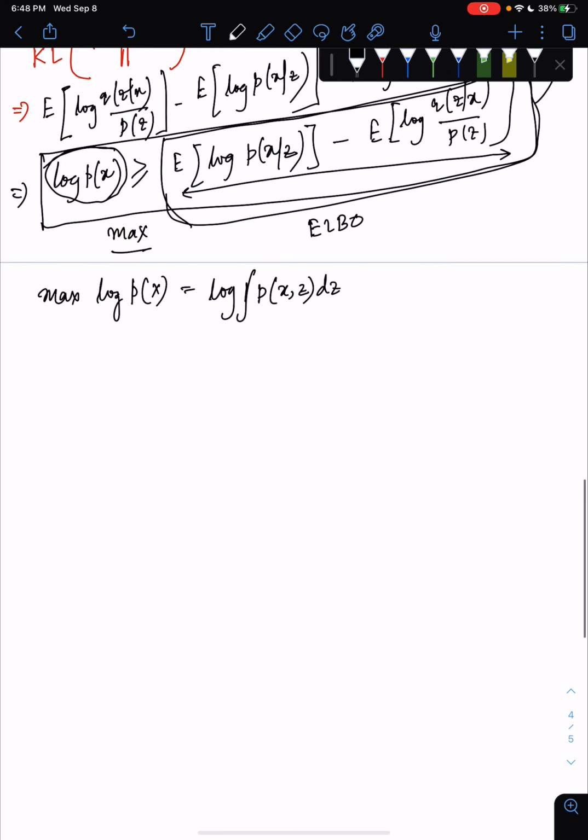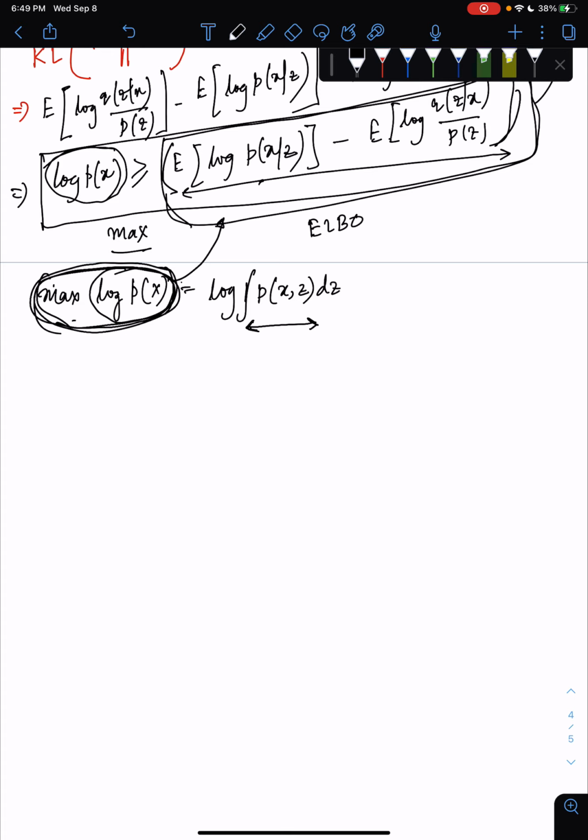As this integral is intractable, we cannot do this maximization, but this log p(x) has a lower bound, which is this ELBO loss. If we maximize this ELBO loss, it will in turn help us to maximize this guy. So our objective will be satisfied if I maximize the ELBO loss, which in turn will maximize my marginal or my maximum likelihood estimation.